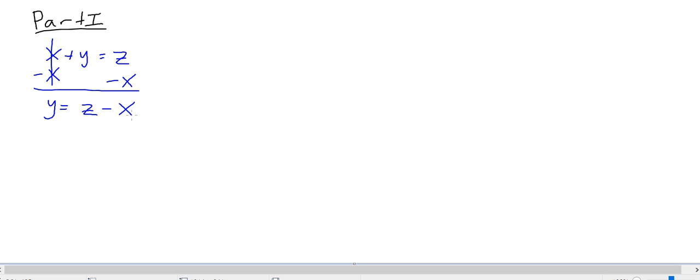Now, if I gave you values for z and x, you could just plug in the z value over here, plug in the x value over here, and right away you would be able to tell me exactly what y is. So that's all there is to it. Let's try another one.